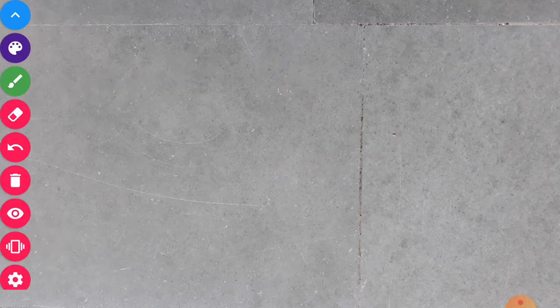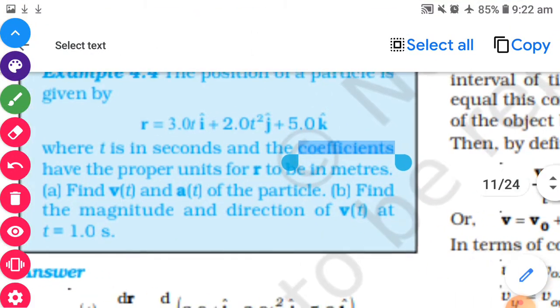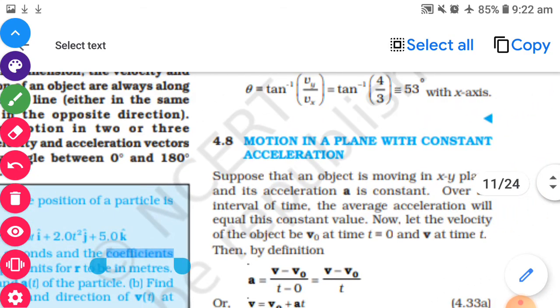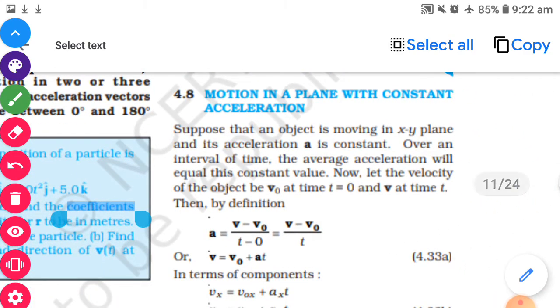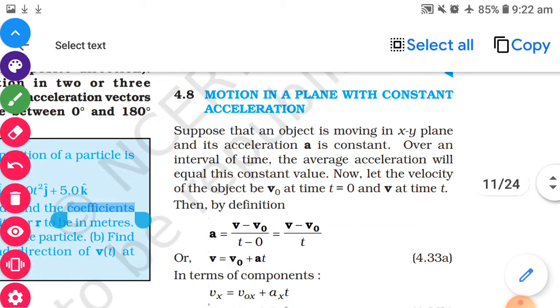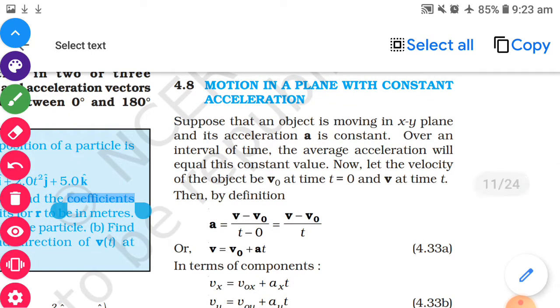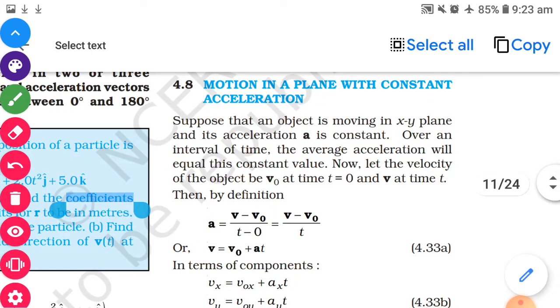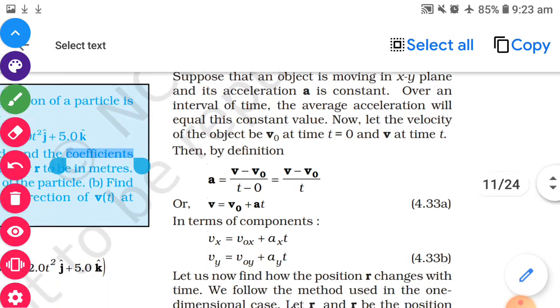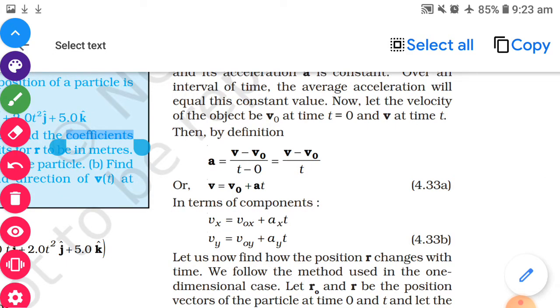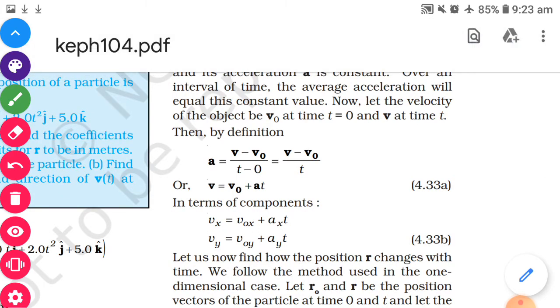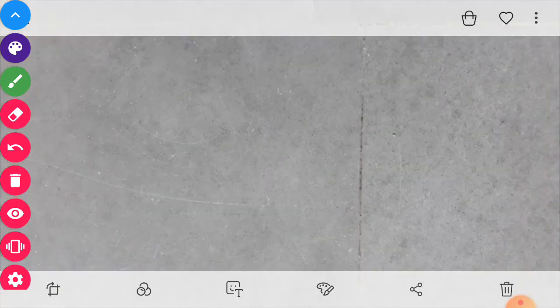Now there is motion in plane with constant acceleration. Okay. The topic which is given to us is motion in plane with constant acceleration. This we have already studied in our previous chapter, but slightly it is taken in a different way by considering all these vector quantities, and they have two components. Okay, so again I am trying to explain it to you.